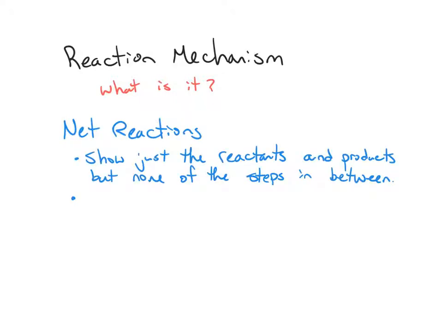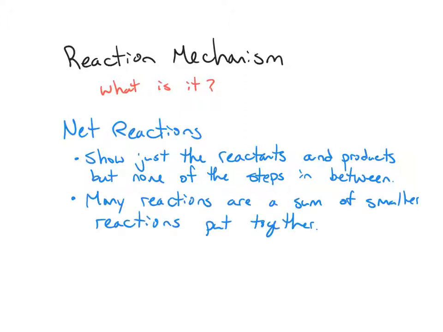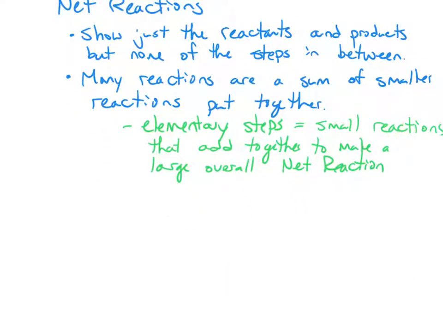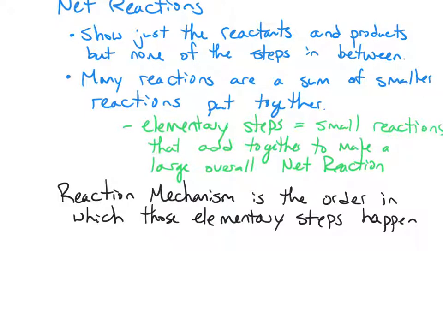In fact, many chemical reactions are a sum of smaller reactions put together. These small reactions are referred to as elementary steps. And a reaction mechanism is an order in which those elementary steps happen. And not only do reaction mechanisms tell us the order in which these steps happen, but also their relative speeds.